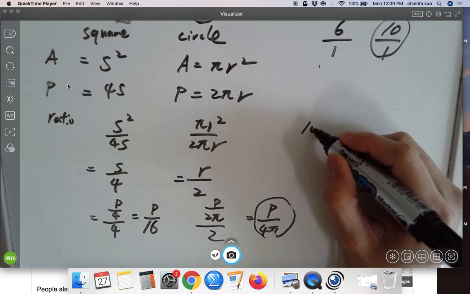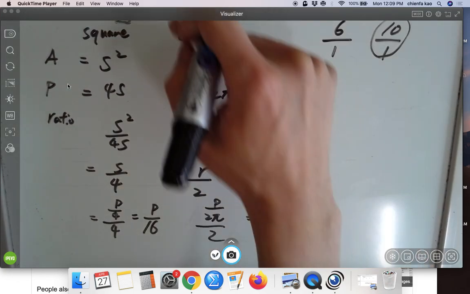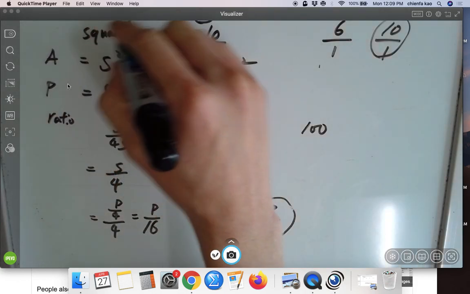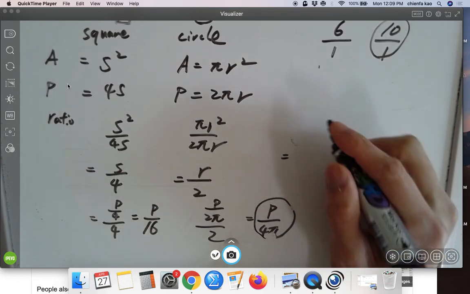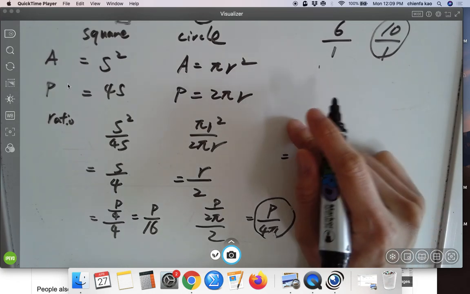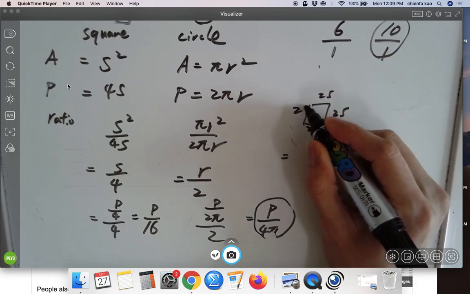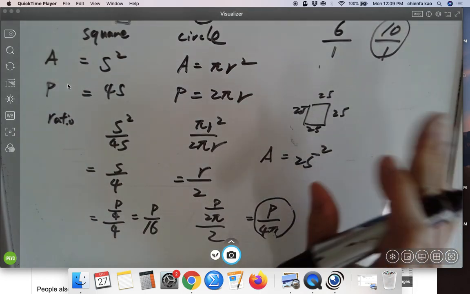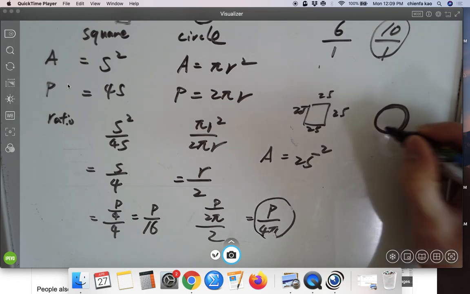100 meters of fence. We want to build a circle and a square. And let's see. So the area based on 100 meters of fence, it would be 100 divided by 4, so 25, 25, 25, 25. So the area for the square will be 25 squared. You can plug that in the calculator, you find it. It's not important.